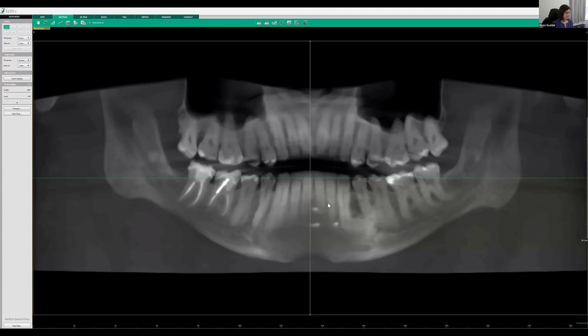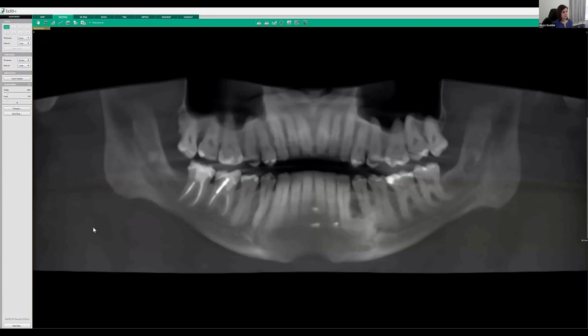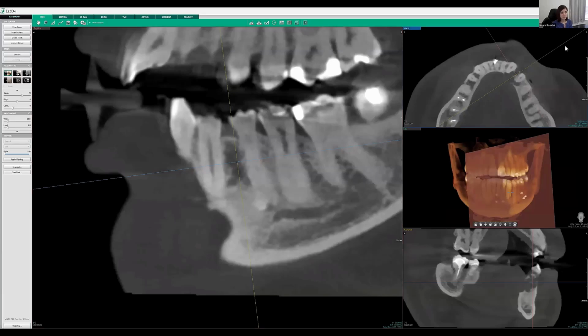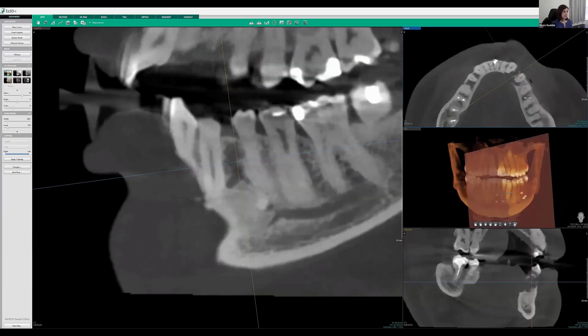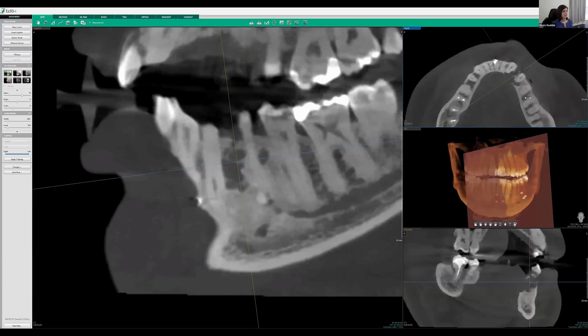So this is a panoramic reconstruction, and we can see here on the left mandible a low density lesion around number 21. Now, if we go to the multiplanar reconstruction section, I did already align the crosshairs according to the orientation of the arch here. And I'm going to start scrolling using the red bar on the sagittal view. So let's gather as much information as we can.